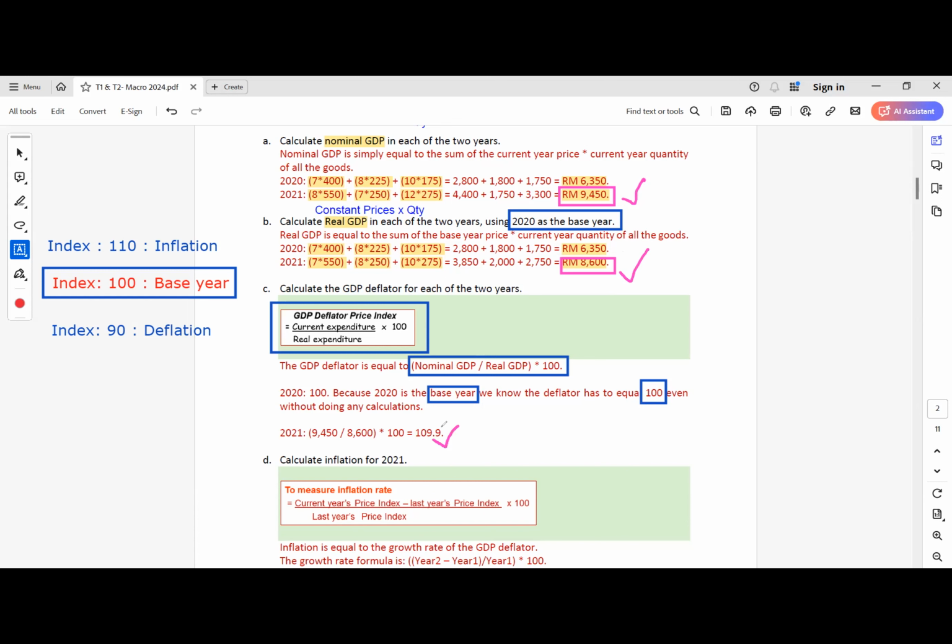Do you realize one thing over here is above 100? So that is probably an inflation already. But the question is, how much is the percentage of inflation? That's what we are going to calculate later in the next question. Can follow so far? So I'm just using this index to calculate the index first. In 2020, the index is 100. In 2021, the index is 109.9. And you can see it's above 100. That means there is an inflation. But how much is the percentage of inflation? We are going to look into it in the next question.